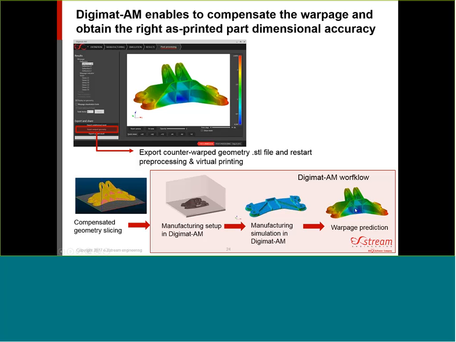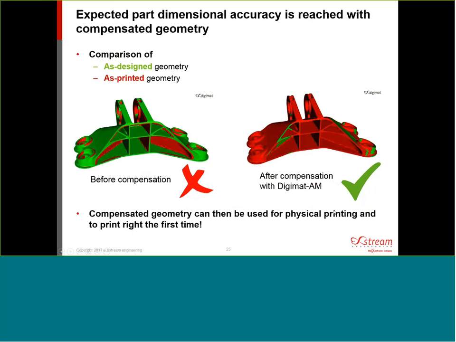So of course, here what we are looking at is warpage prediction compared to the counter warp geometry. But once we compare the warp geometry here in the second step to the design geometry, what we see is that we are getting much closer. Okay, so that's what is summarized on the slide here. So before compensation, as we saw before, the as designed geometry and the as printed geometry are very different, and this is very problematic. But once you print the compensated geometry instead of the design geometry, you can see that the as printed geometry becomes very close to the as designed one.